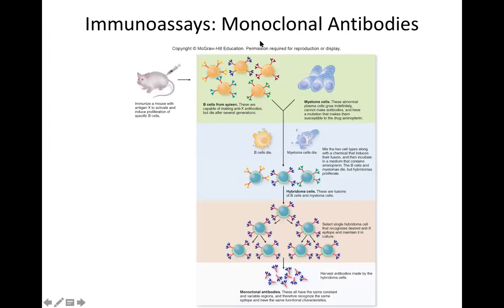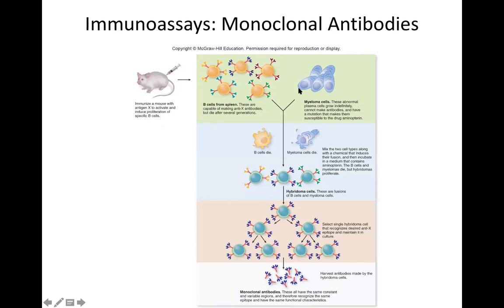So this is monoclonal antibodies. So in this case, you inject the mouse with an antigen. All right. And so just like before, even with the rabbit, you have B cells that respond to different parts of that pathogen that you've injected. All right.